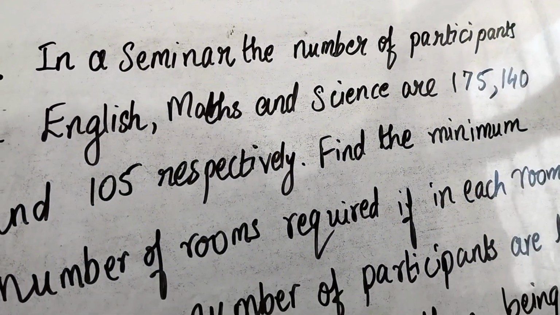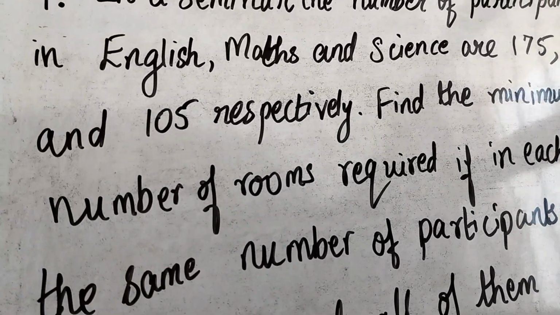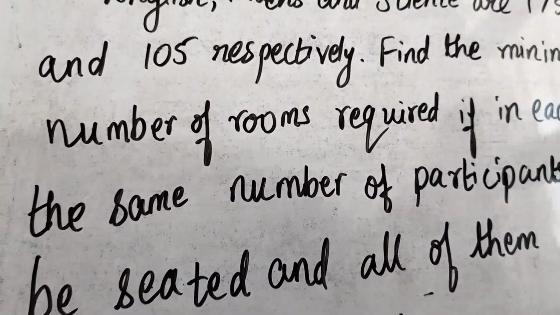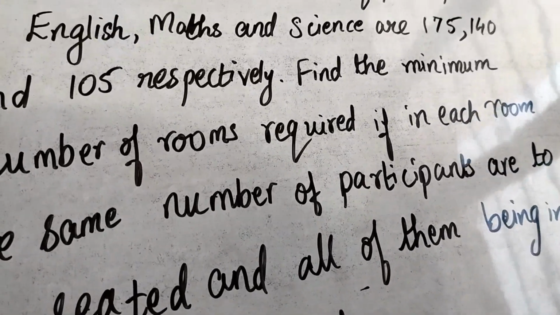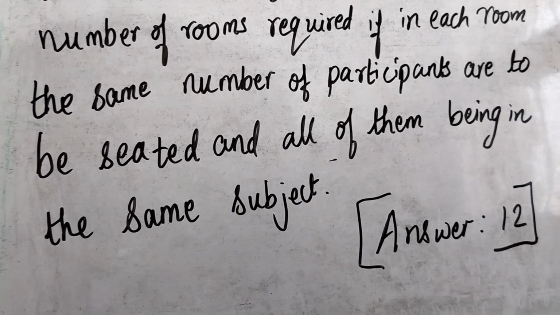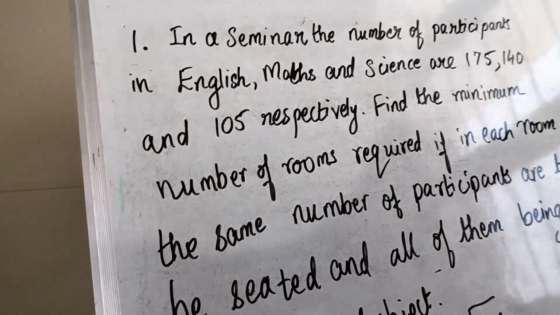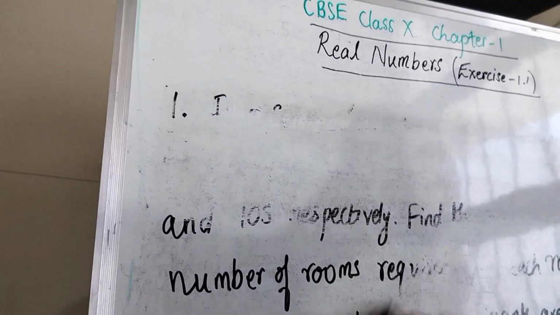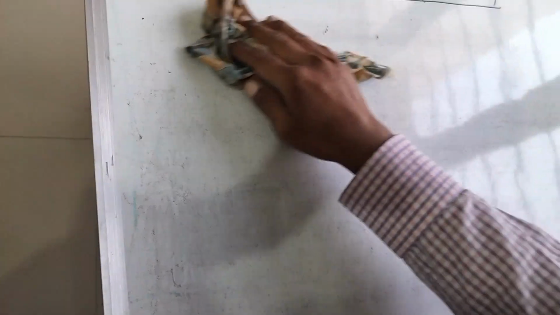In a seminar, the number of participants in English, maths and science are 175, 140 and 105 respectively. Find the minimum number of rooms required if in each room the same number of participants are to be seated and all of them being in the same subject. Answer is 12. Now the second question. Note everything and practice on your own. If you practice yourself it will be good for you, you can solve any type of sums.